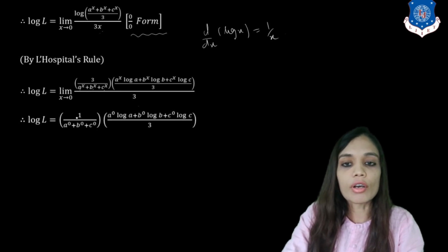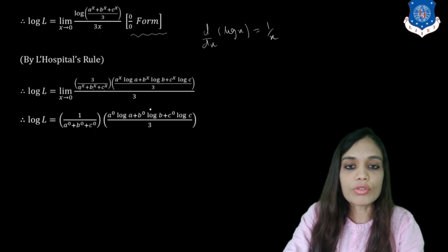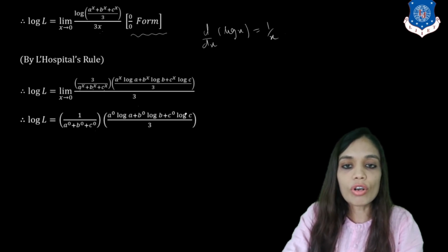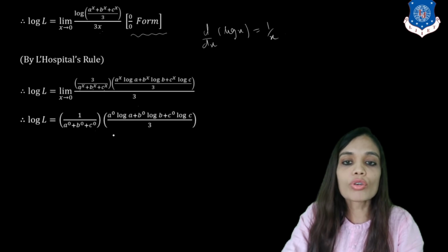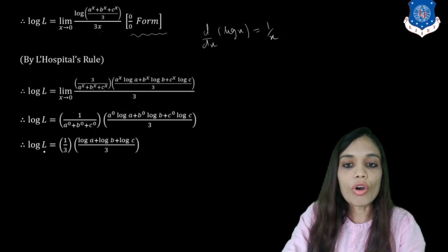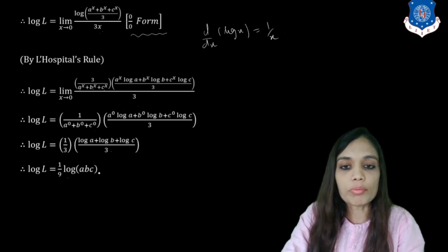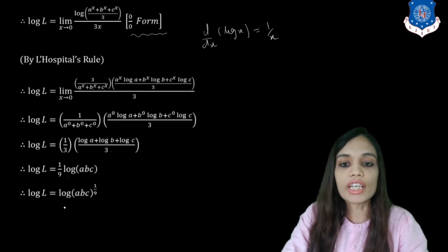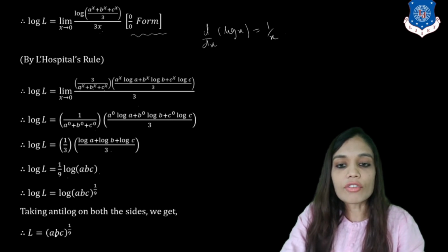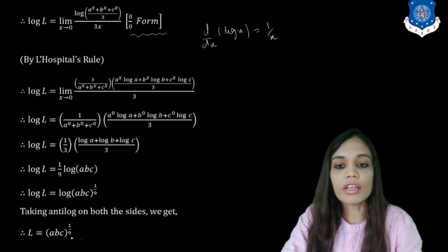Now put our limit x tends to 0. So you will get 1 upon a raised to 0 plus b raised to 0 plus c raised to 0 into, here it will become a raised to 0 log a plus b raised to 0 log b plus c raised to 0 log c. Now this all will go to 1. So finally we will get log L is equal to 1 upon 3 times log a plus log b plus log c upon 3. So finally 1 upon 9 times you will get log abc. Now take anti-log. So you will get answer as L is equal to abc raised to 1 upon 9. So this is your final answer.